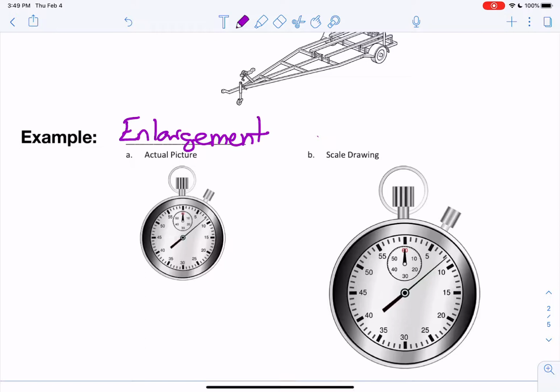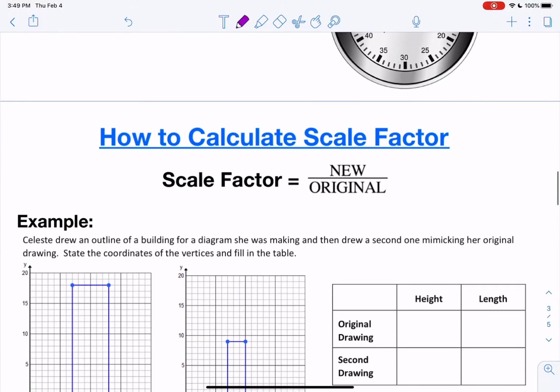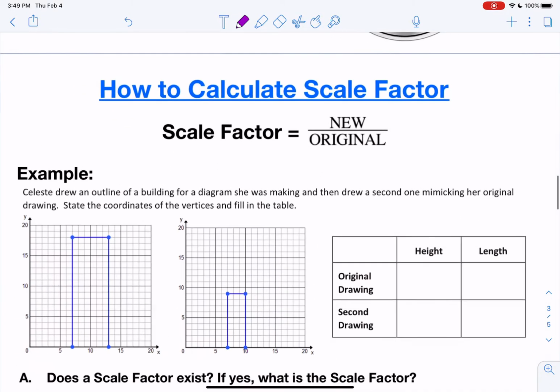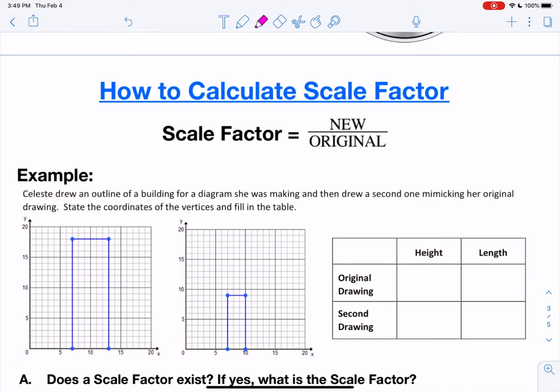Okay, enlargement. All right, so now we're ready to look at how to calculate scale factor. So the formula for scale factor is new over original. New over original. So let's take a look at our first example.